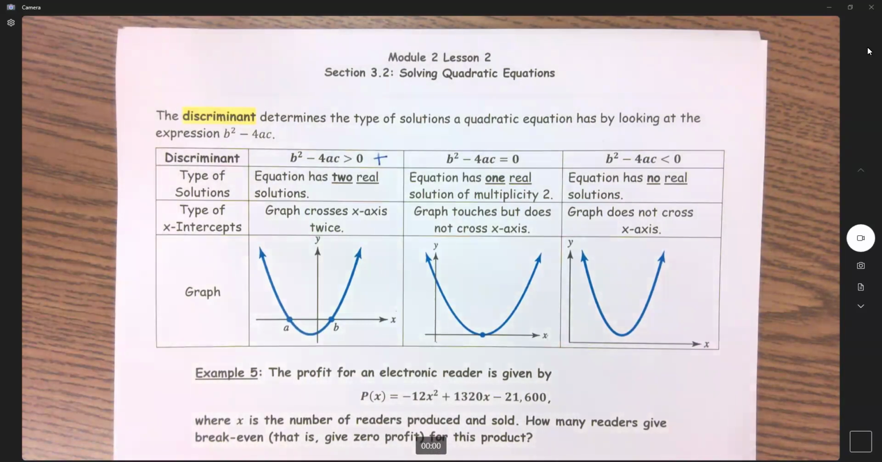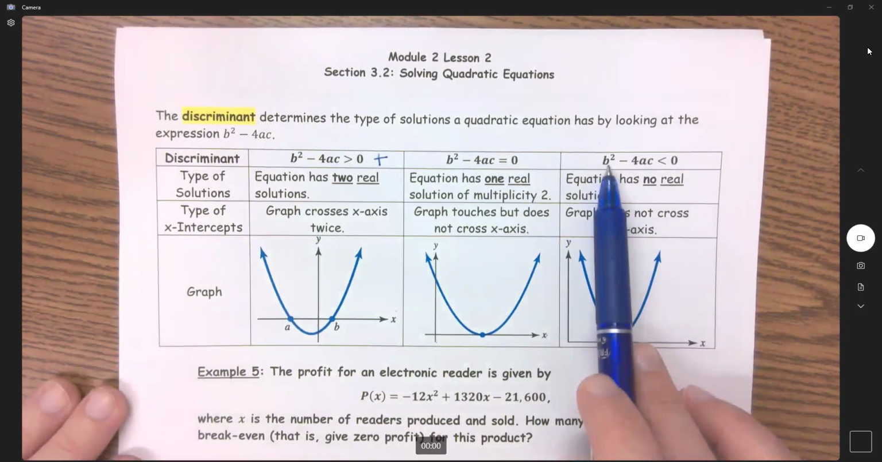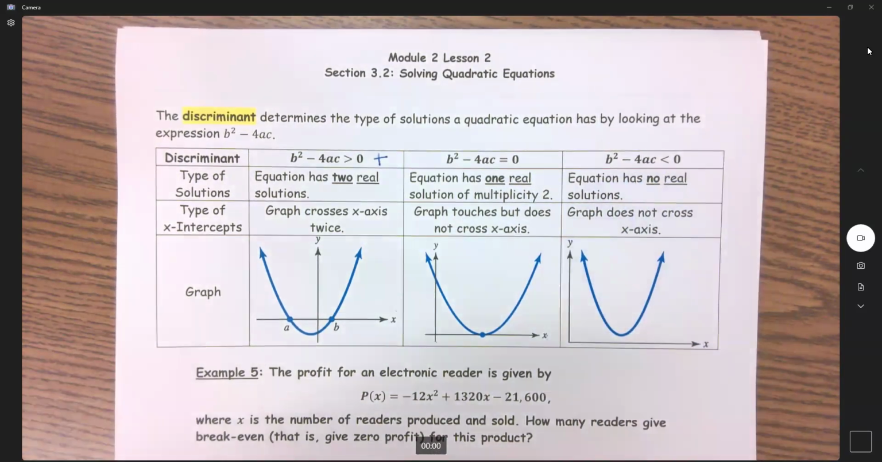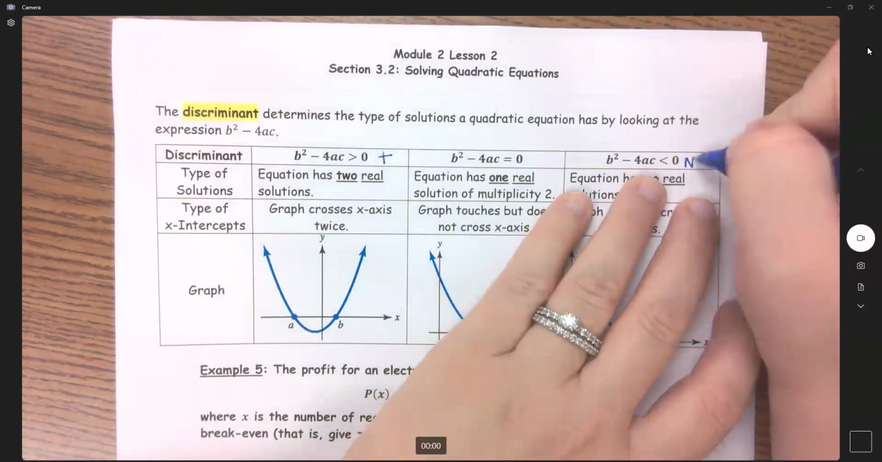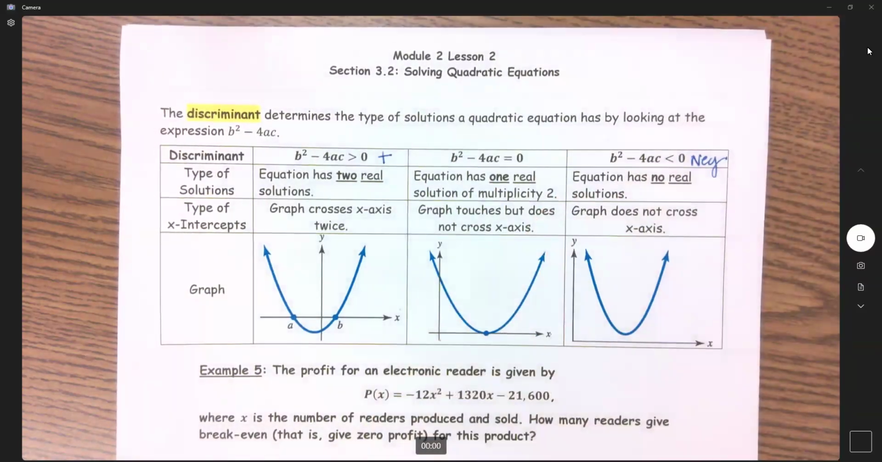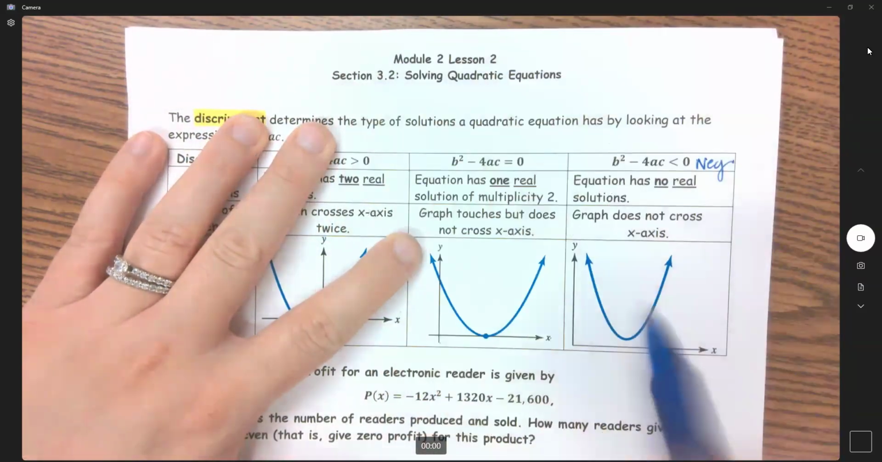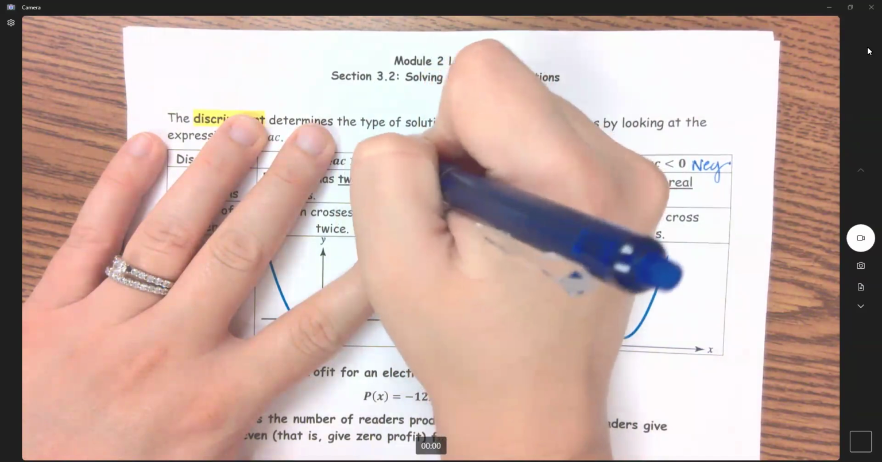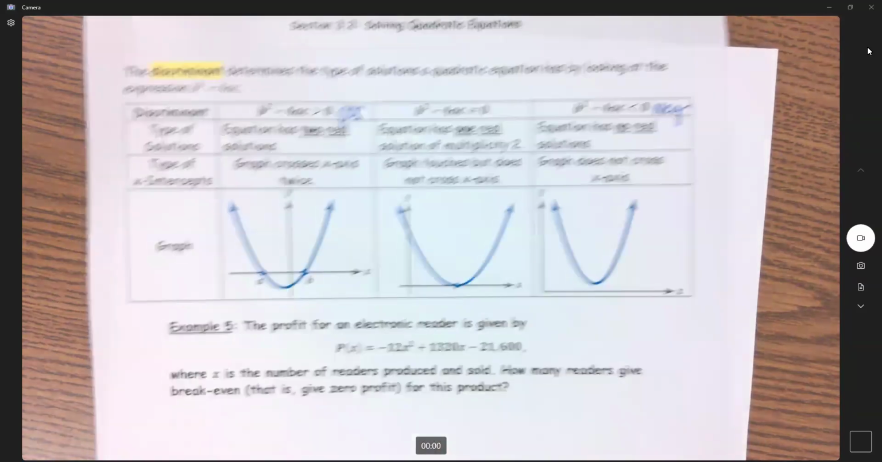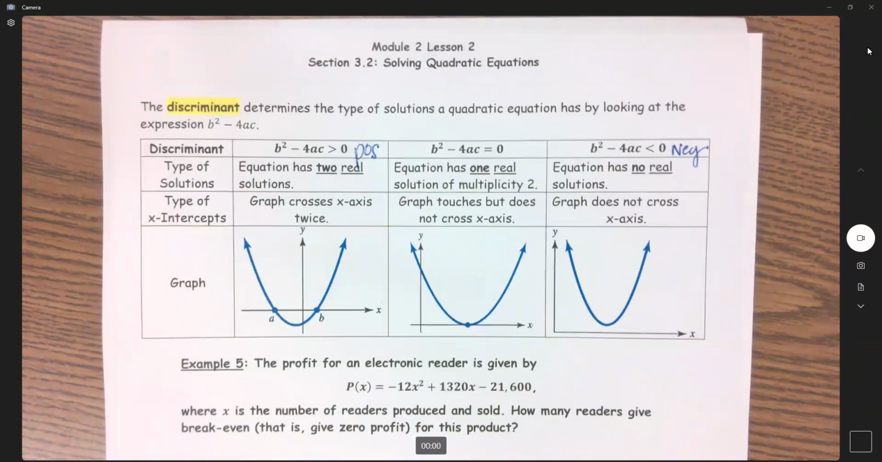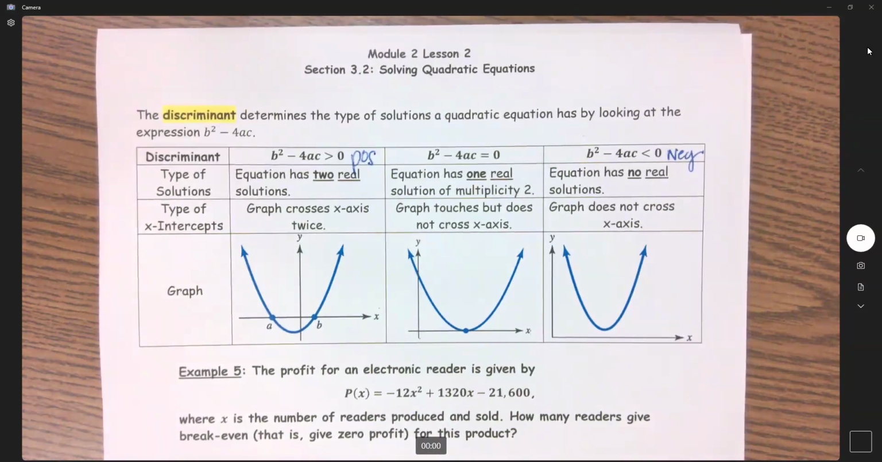And then if b squared minus 4ac is less than 0, or negative. Well, that's bothering me that those aren't the same, so we'll put pos and neg. Then it means it has no real solutions. So in fact, it would have two imaginary solutions, but we don't cover imaginary numbers in this class, but it would have no real solutions, two imaginary.